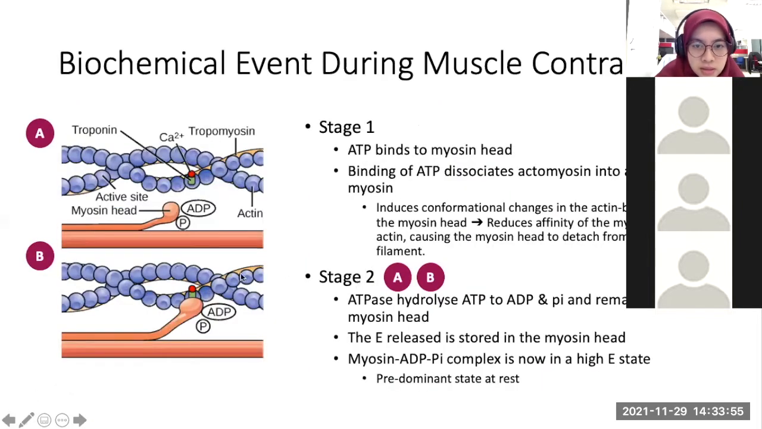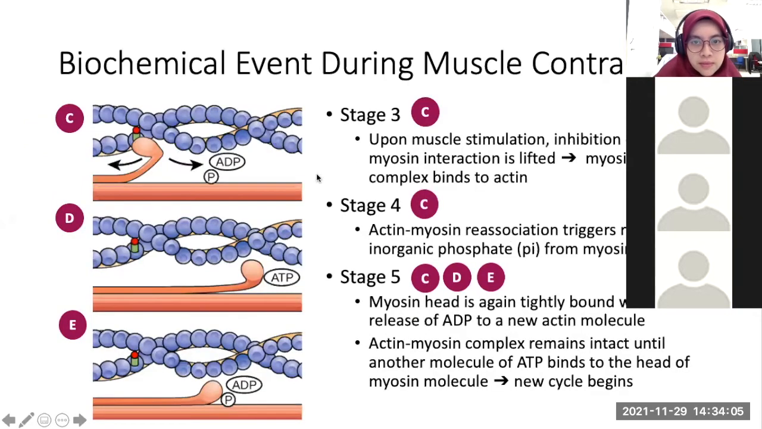So ATP binds and is then hydrolyzed to ADP and P. At this stage, it will start to bind to the actin filament. In stage 3, what will happen? Upon muscle stimulation, meaning when there's an action potential from the neuromuscular junction, the inhibition of actin-myosin interaction is lifted, and now the myosin ADP complex will bind to actin again, and actin-myosin reassociation triggers release of the phosphate group from the myosin head.